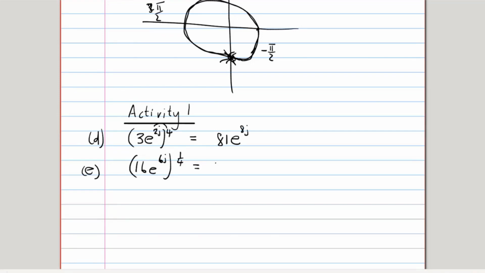And for this one, 16 we know is 2 to the 4, and then we've got e to the 6j, all raised to a quarter. The 4 inside cancels the outside quarter, so 2 to the 4 to a quarter is 2. But we still keep the quarter for the exponent part here. So it's e to the 3 over 2 j. That's just your basic laws of exponents that you apply again.